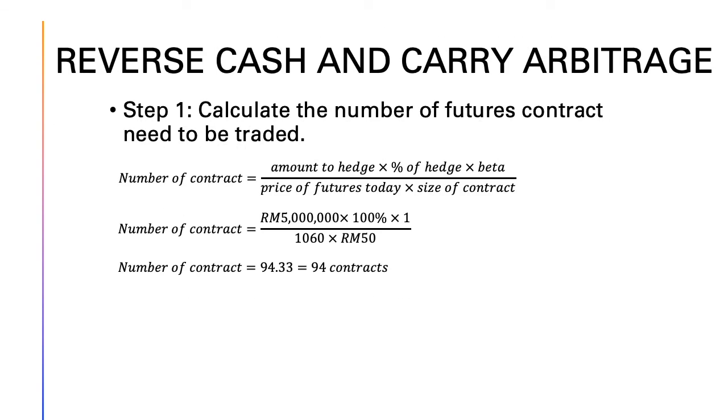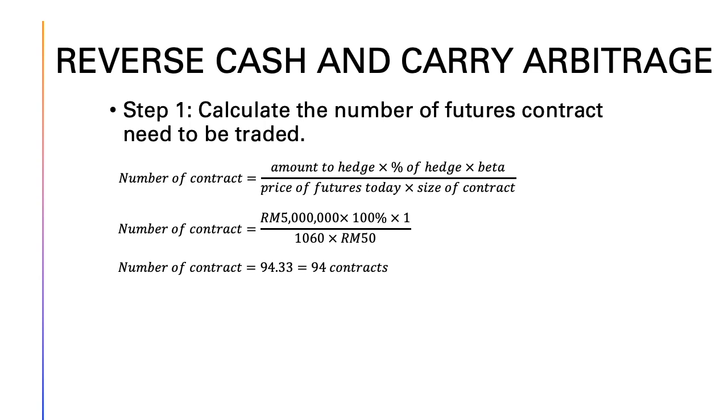Step number 2, you need to calculate the fair price or fair value for FKLI. So the formula is fair value FKLI is equal to KLCI plus KLCI times R, the interest rate, minus dy, the dividend yield, times T divided by 365. So fair value 990, the KLCI, plus 990, the KLCI, times 6.5% minus 3.5% times 60 divided by 365. So you get RM 994.88. So fair value calculated is 994.88.